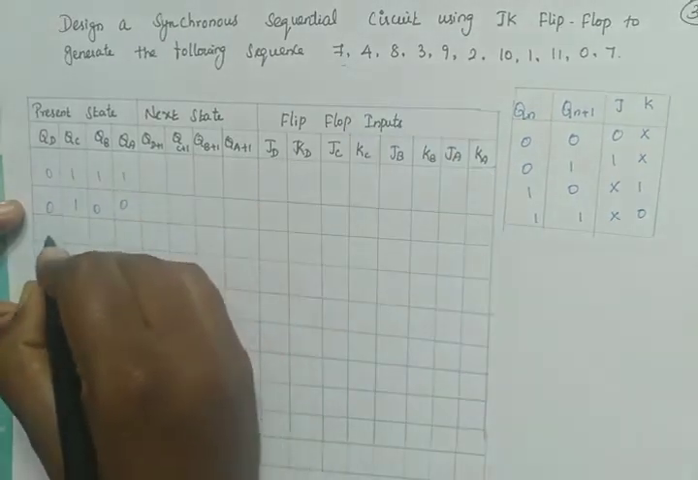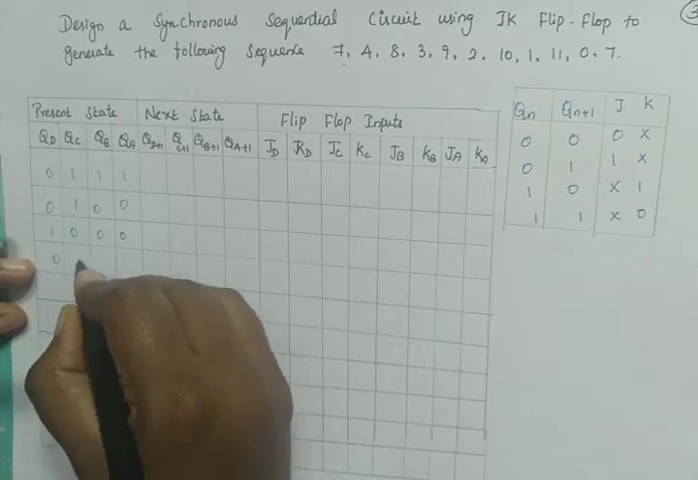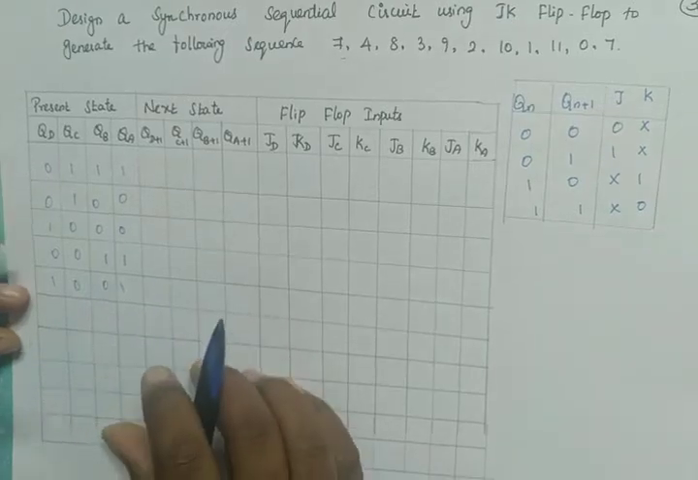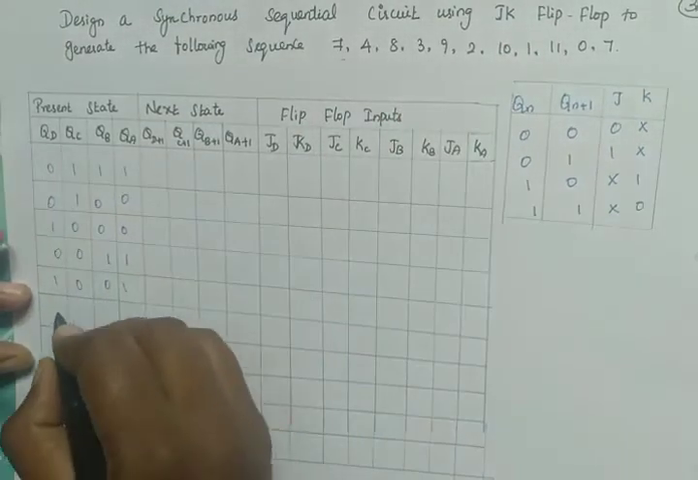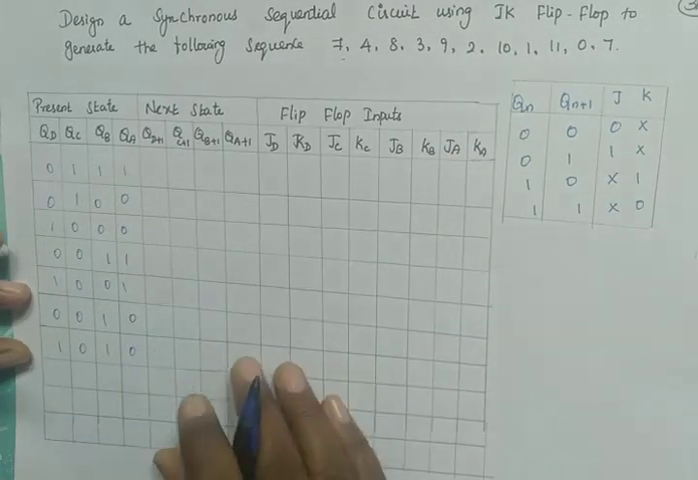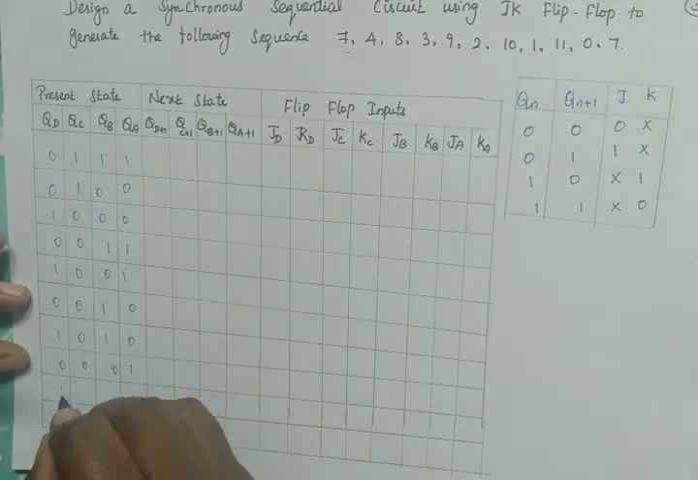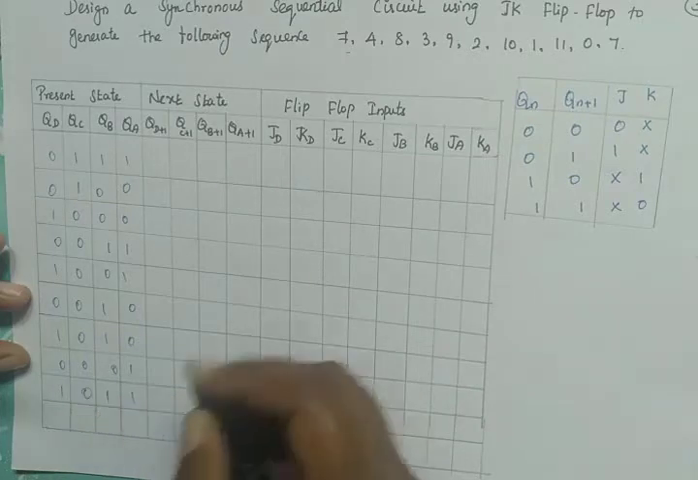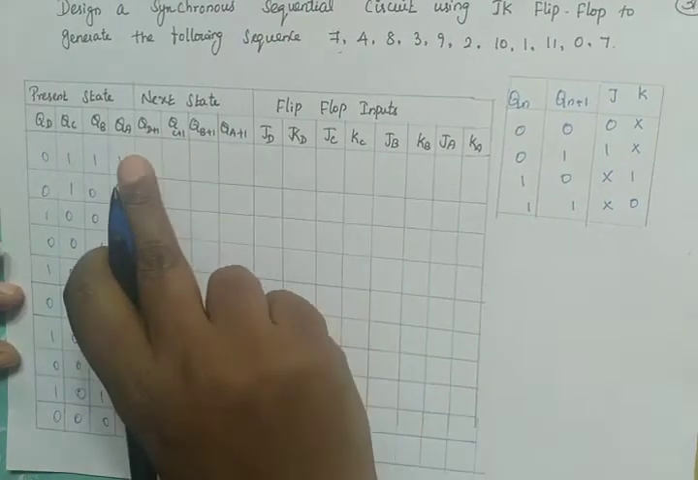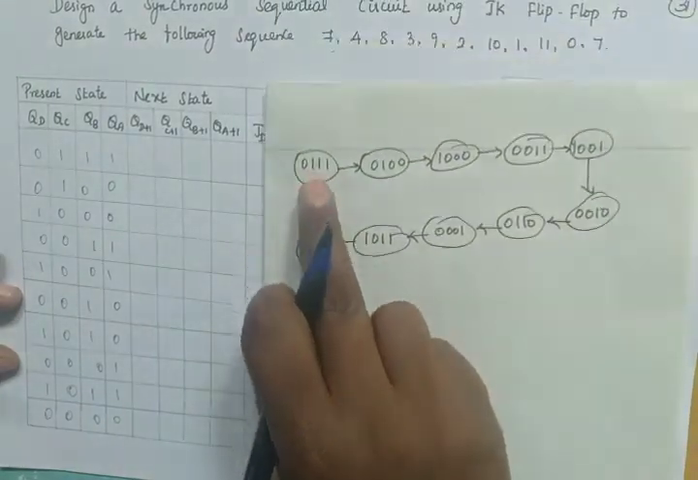Then the next one is 8, 1, 0, 0, 0. Next is 3, 0, 0, 1, 1. Next 9, 1, 0, 0, 1. Then 2, 0, 0, 1, 0. Next 10, 1, 0, 1, 0. Then 1, 0, 0, 0, 1. Next is 11, 1, 0, 1, 1. Then the next one is 0, 0, 0, 0, 0, because for 0 the next state is 7. So this is the state diagram.